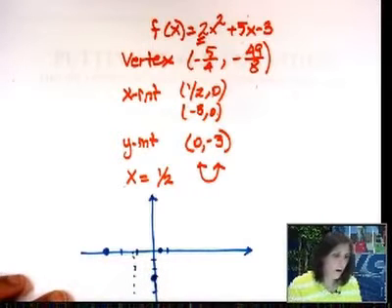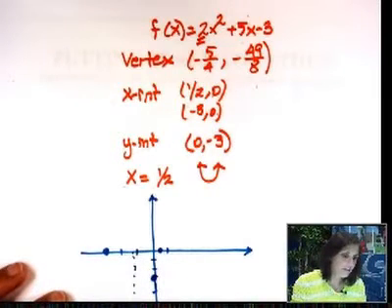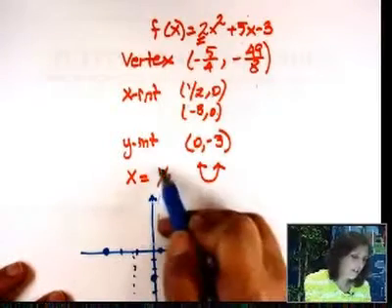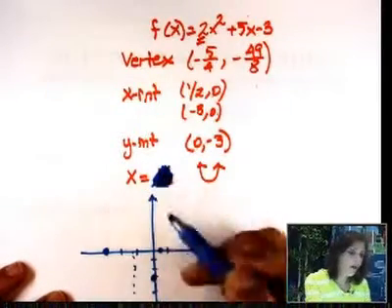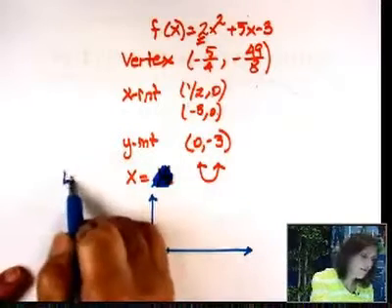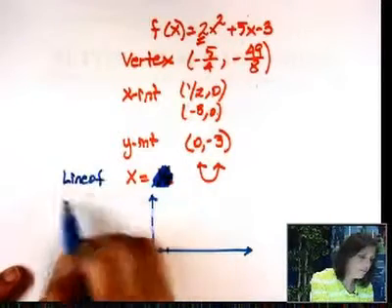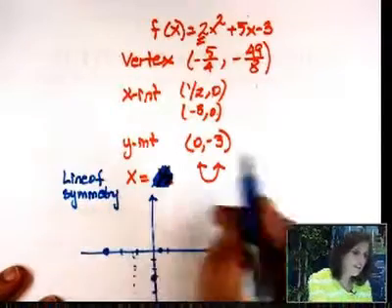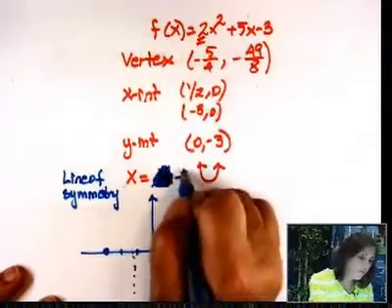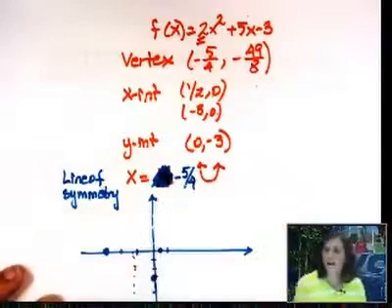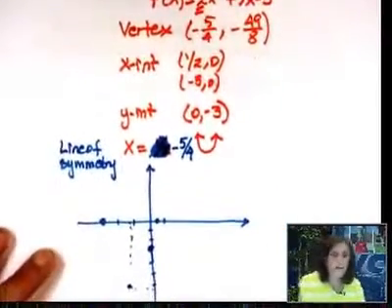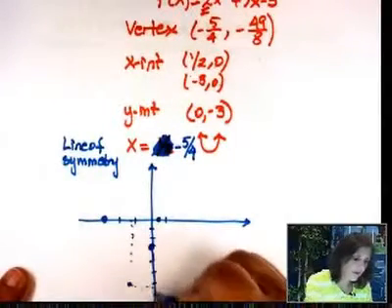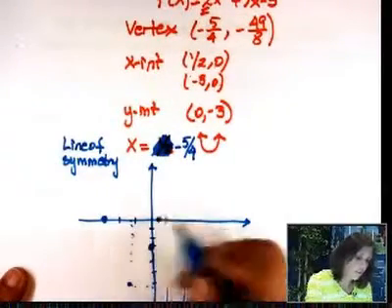Okay, my line of symmetry. Oh, what did I write in here? What was I thinking? For my line of symmetry, that's the x-coordinate of my vertex, and that's going to be negative 5/4. All right, so let's put all that together. It needs to be around here. It needs to go through here and through here.